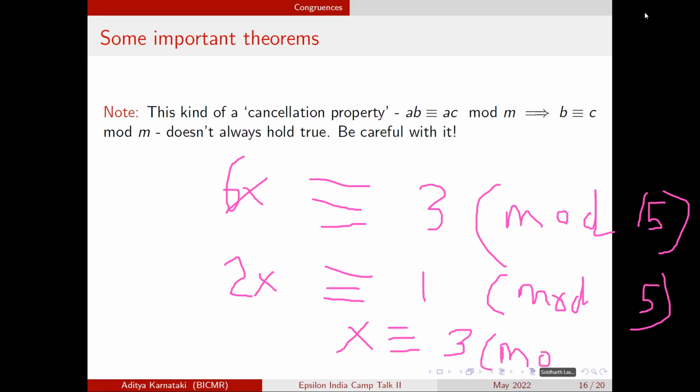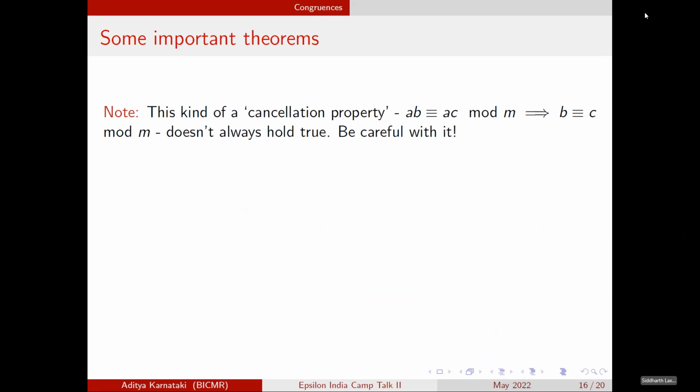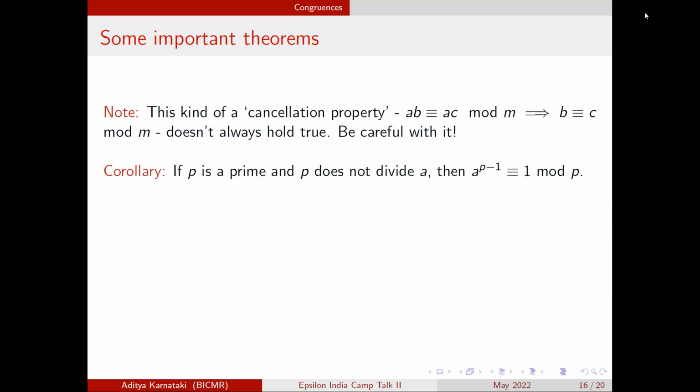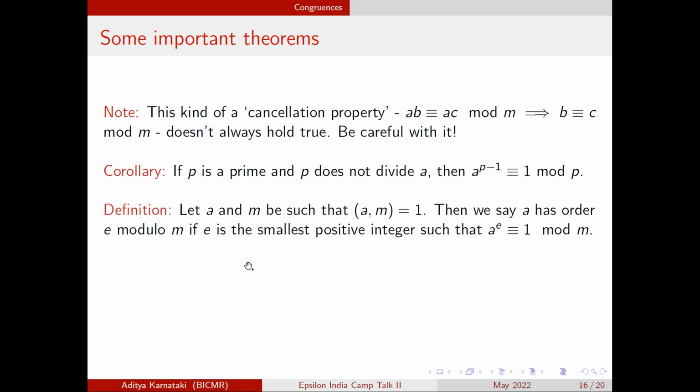This is the solution. I've just written it down. Okay, so let's go ahead. An immediate corollary is that if P is a prime and P does not divide A, then A to the P minus 1 is congruent to 1 mod P. Fermat's little theorem. Actually, Euler proved it. Interesting. Fermat did not give any proof of his own theorem.